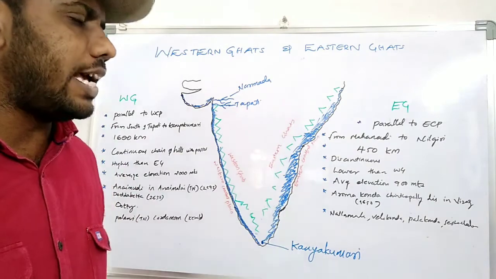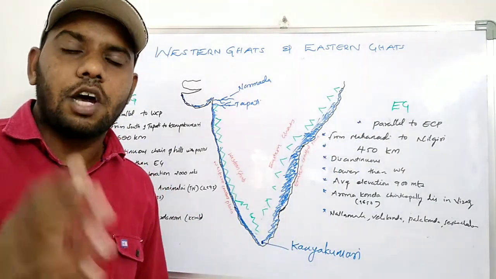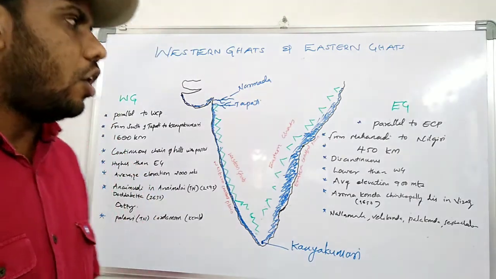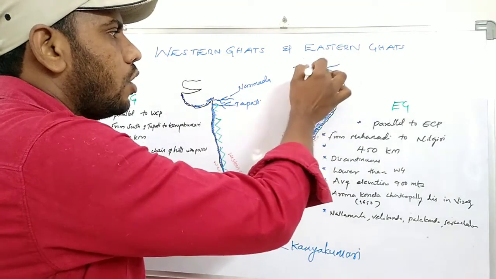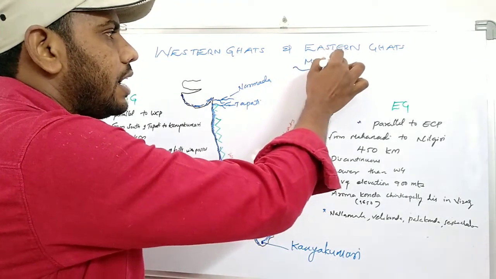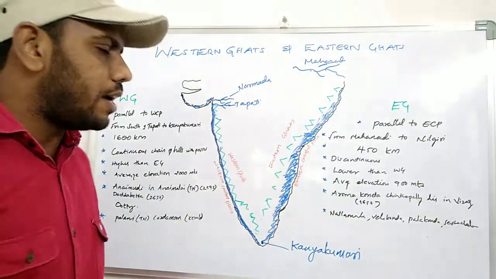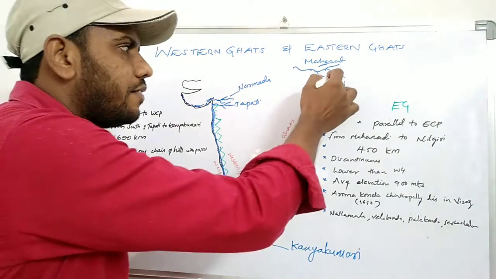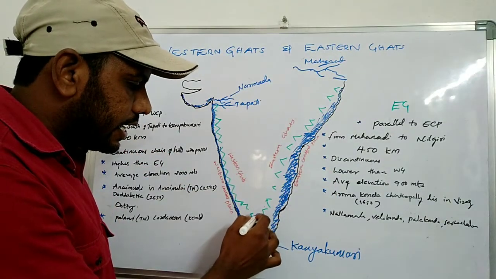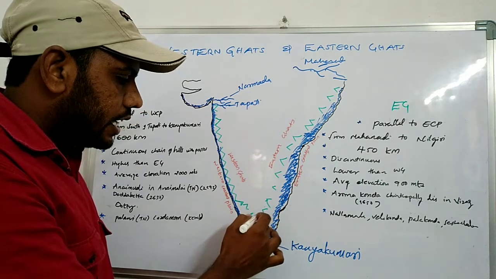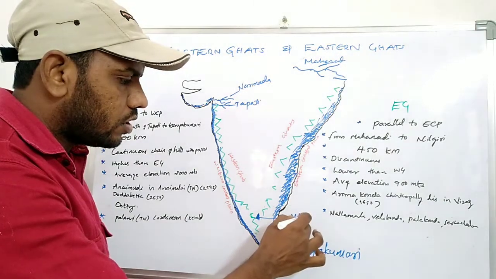Now let's look at the extension of the Eastern Ghats. The Eastern Ghats extend from south of the river Mahanadi. We already studied here that the river Mahanadi flows here, which we completed in yesterday's topics. So the Eastern Ghats extend from south of the river Mahanadi to the Nilgiri Hills. Yesterday we also pointed out that the Nilgiri Hills are here.